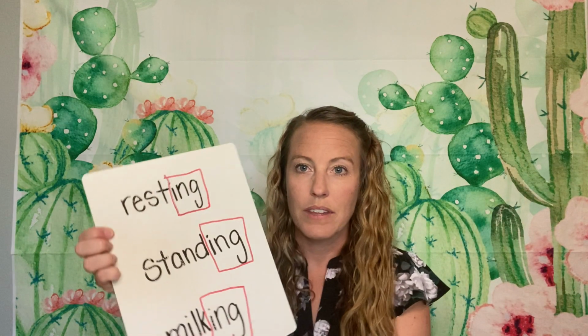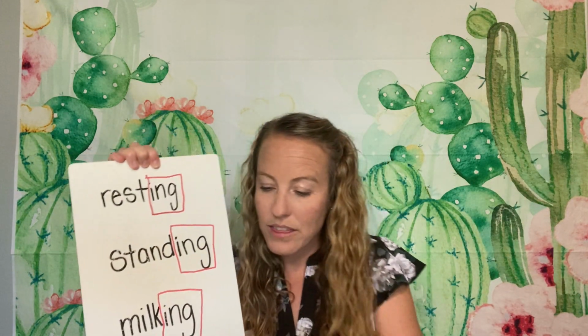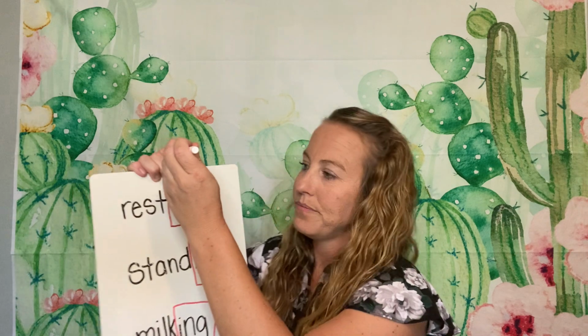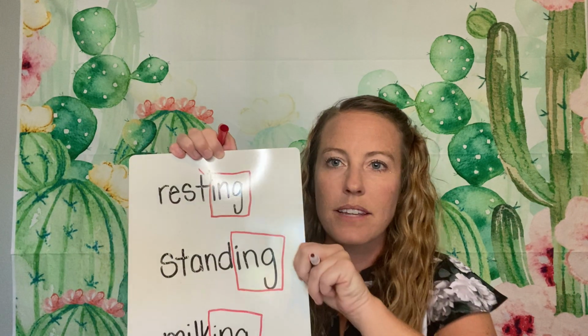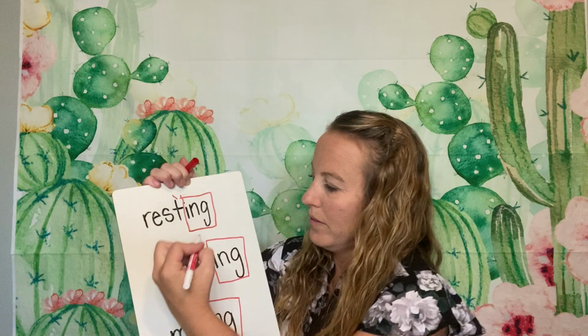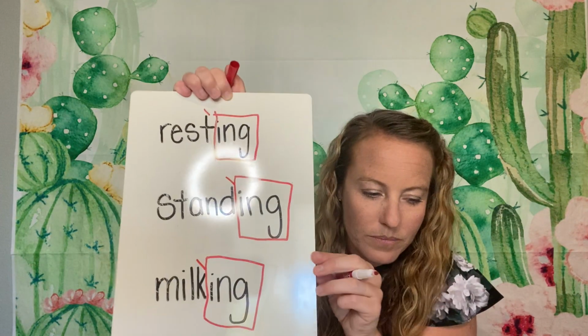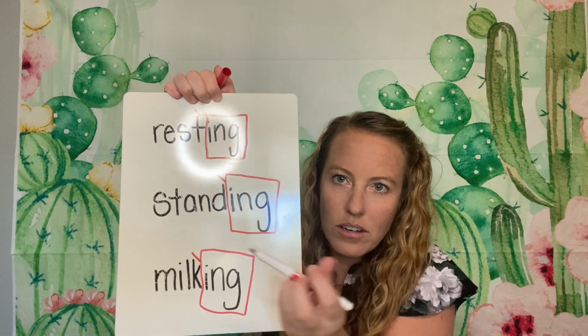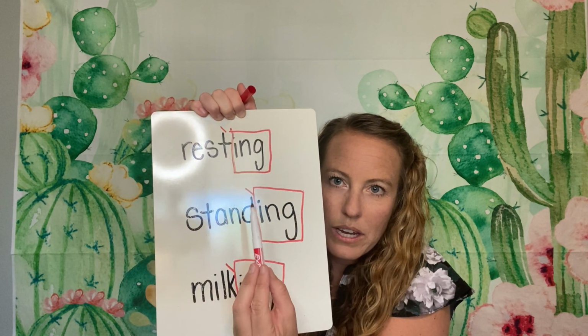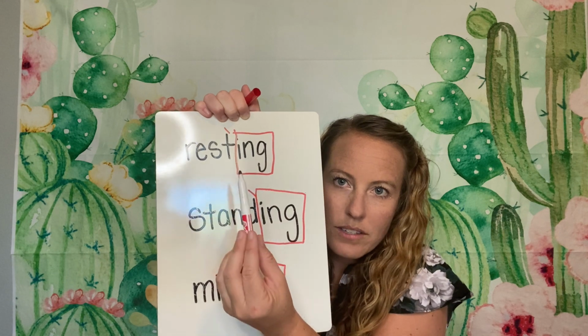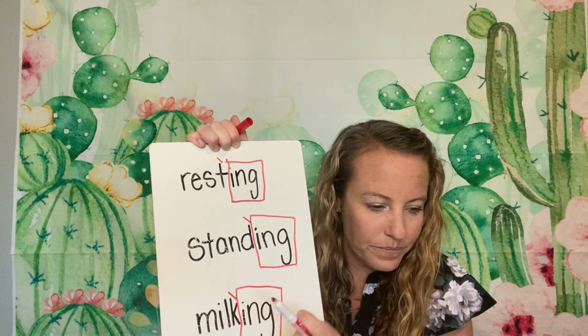Let's finish coding these words. Who can help me? So what they mean is that there's going to be an accent. When they mean an accent, they mean like a little line right there. So there's an accent right in between the suffix and the root word.